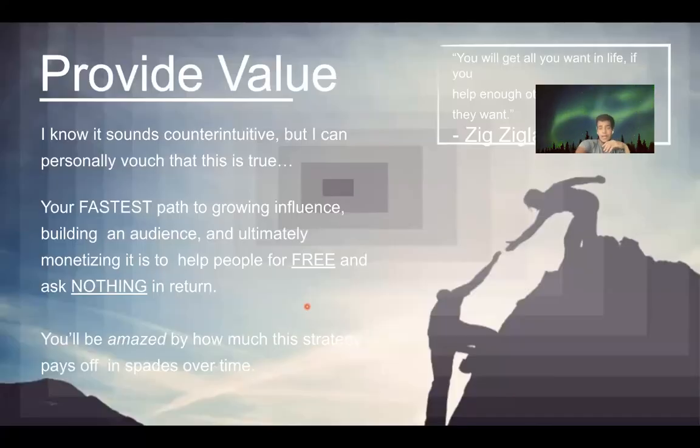Provide value. That's your fastest path to growing influence. So when somebody asks a question in the group, the fastest way to gain the trust is by answering that question without expecting anything in return. That's right. The fastest path to growing influence, building an audience, and ultimately monetizing is to help people for free and ask nothing in return. You'll be amazed by how much this strategy pays off in spades in the long run. So let me give you an example.